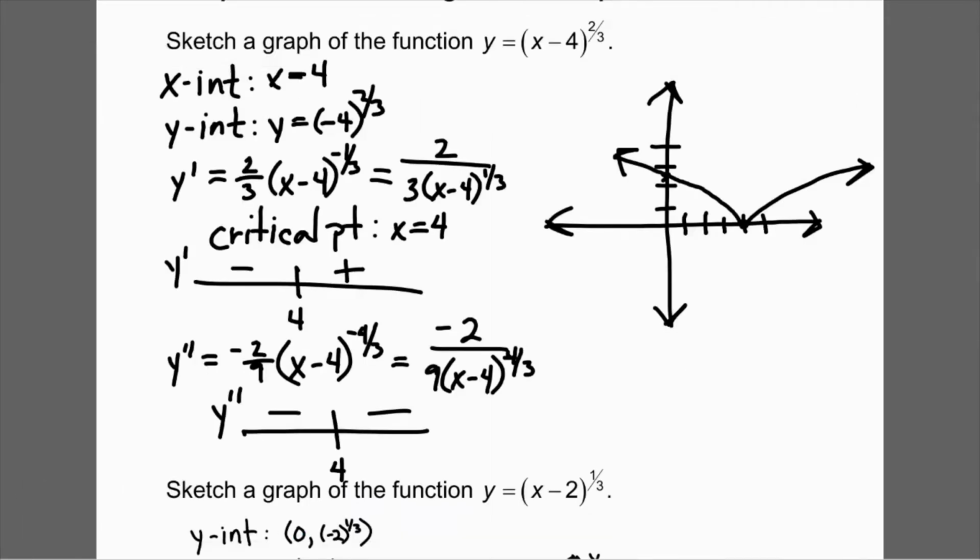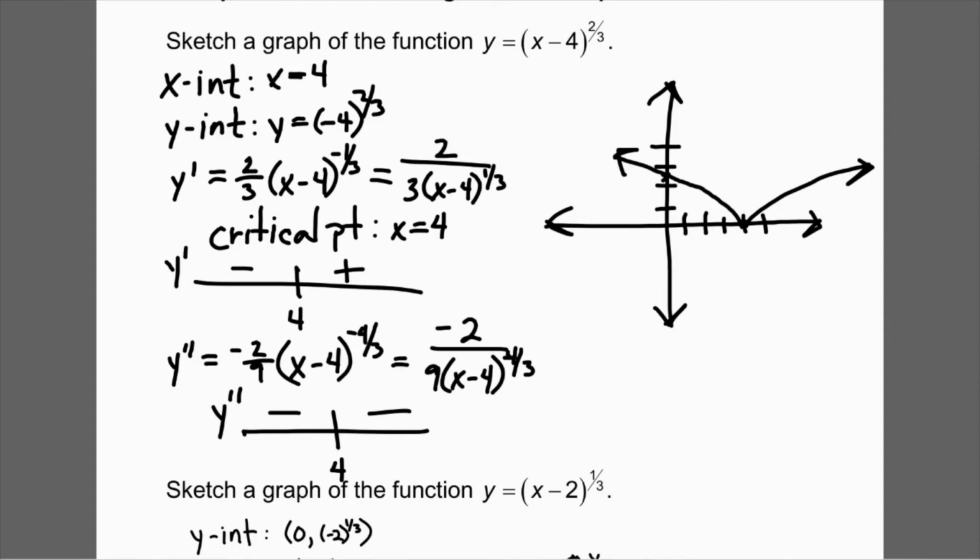Okay, so here is the (x minus 4) to the 2/3 power. You can see I found my x-intercept and my y-intercept, but then I've got my derivative. I can see there's a critical point at 4. So remember, the original function was defined at 4 this time. So 4 is a critical point, and the function went from decreasing to increasing.